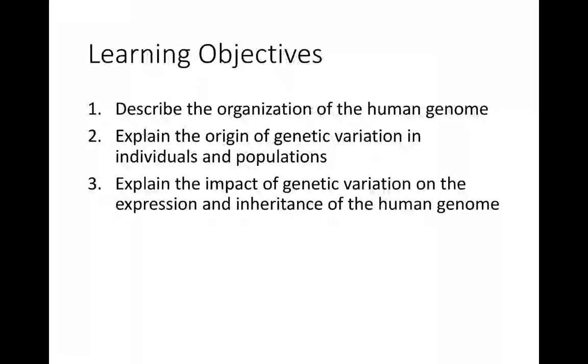So learning objectives for this short section: we're going to talk about organization of the human genome. It's important to recognize that about 16 years ago, the first draft sequence of the human genome was generated, and we have learned an awful lot about how the genome controls both human health and disease over the intervening years. We'll look at the origin of genetic variation in individuals and populations, as this is really what the study of genetics is all about, and then we'll explain how genetic variation can impact expression and inheritance of the human genome.